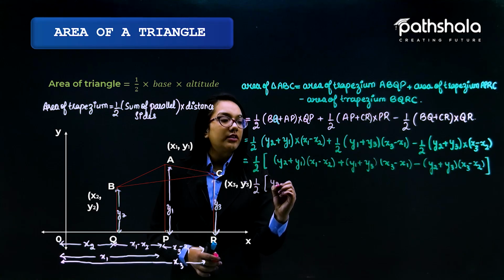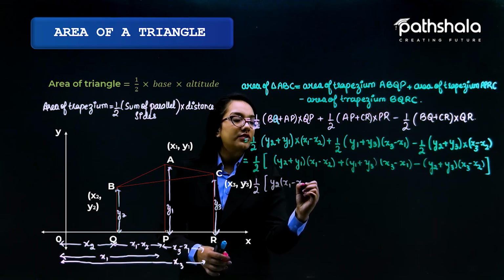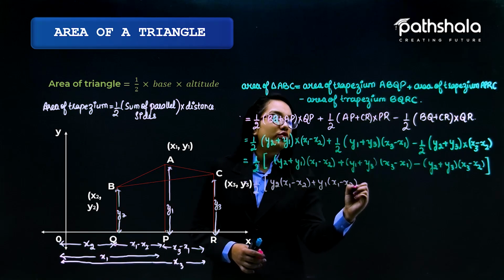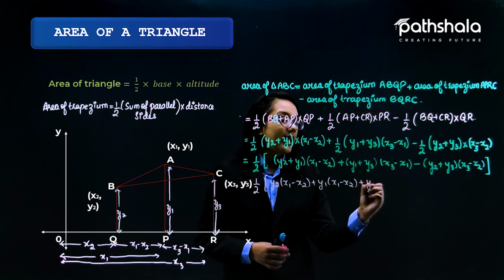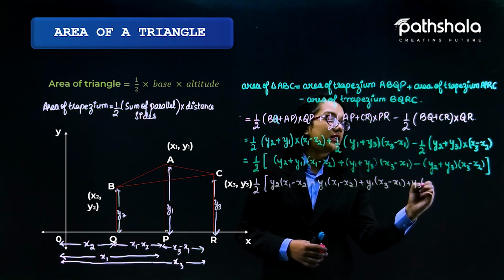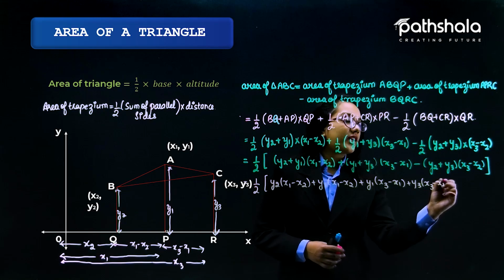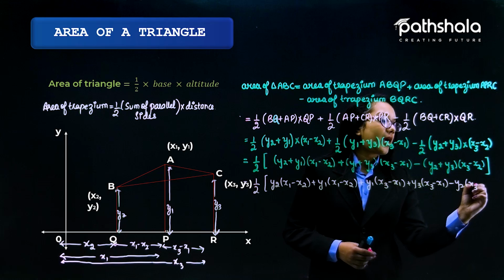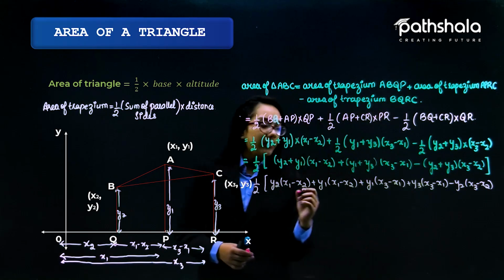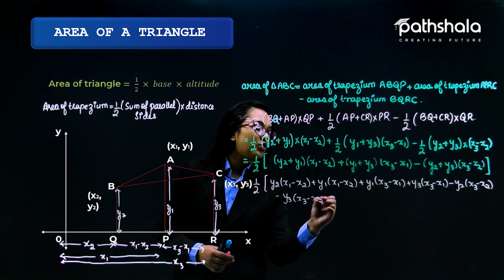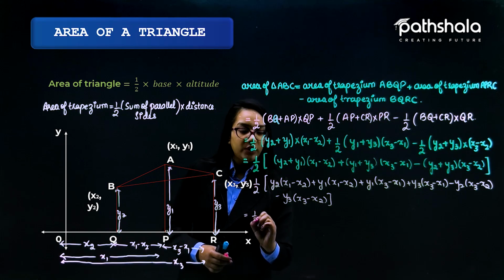So this is nothing but y2(x1 − x2) + y1(x1 − x2). Further we can multiply it as y1(x3 − x1) + y3(x3 − x1). Further we have −y2(x3 − x2). Further we have −y3(x3 − x2). So let's just again multiply all these terms.